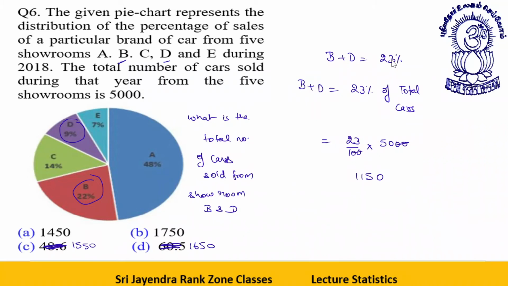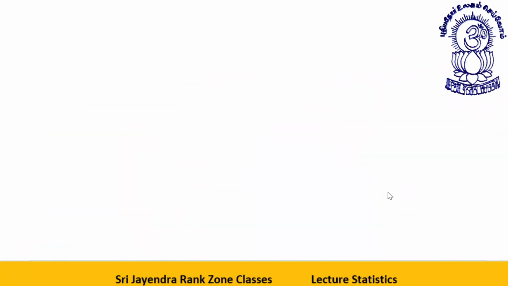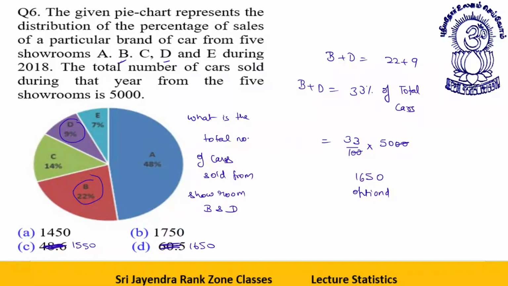I'm sorry. This is 22 plus 9. I thought 12 plus 9. This is 33%. I'm very sorry, dear friends. Otherwise, your answer is very easy. 1650. That is option D is the answer. Let's take on to the next one. You can have a look at it before I move ahead.